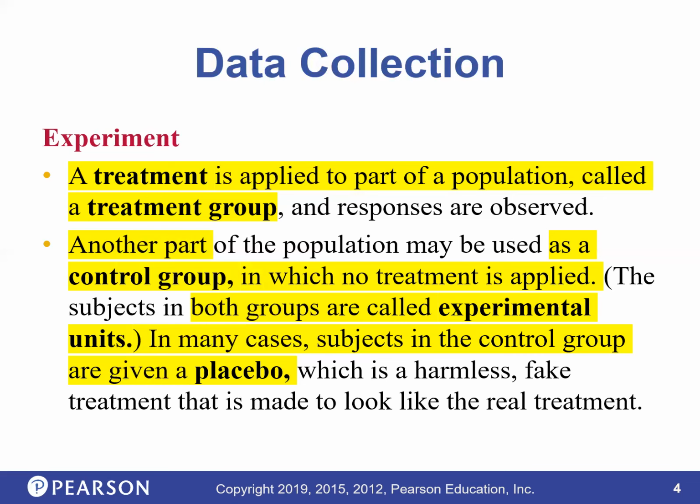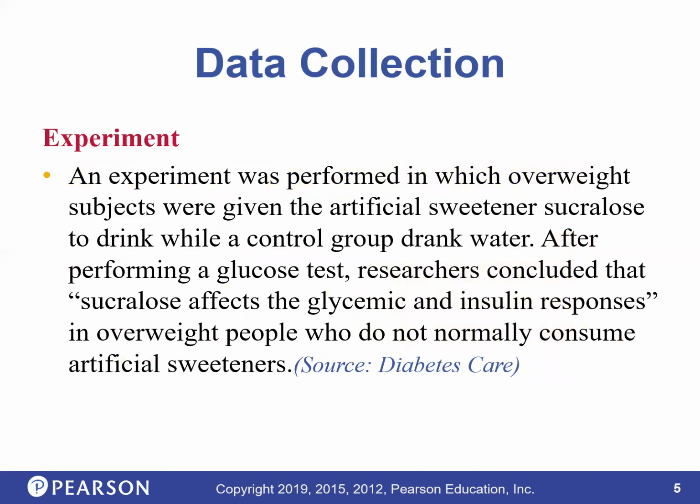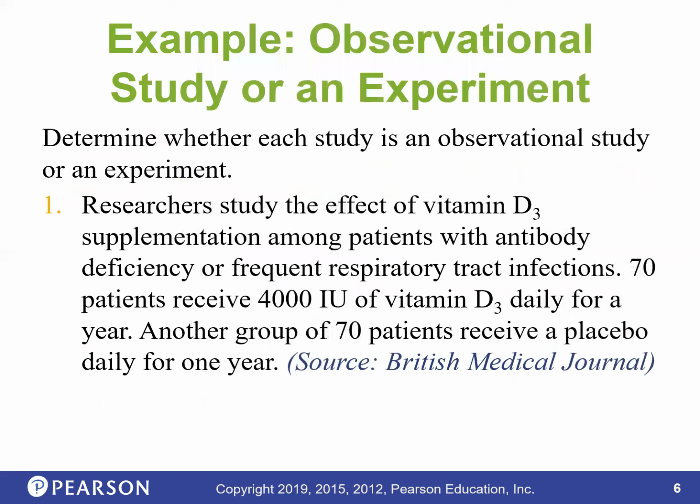Let's do just a quick example here just for us. Let's go to this here. Tell me, observational study or experiment? That's what I mean. So here it is. Research studied the effect of vitamin D among patients with antibody deficiency or frequent respiratory tract infections. So 70 patients received 5,000 international units of vitamin D daily for a year. Another group receives a placebo. It's fake. Experiment or observational study?